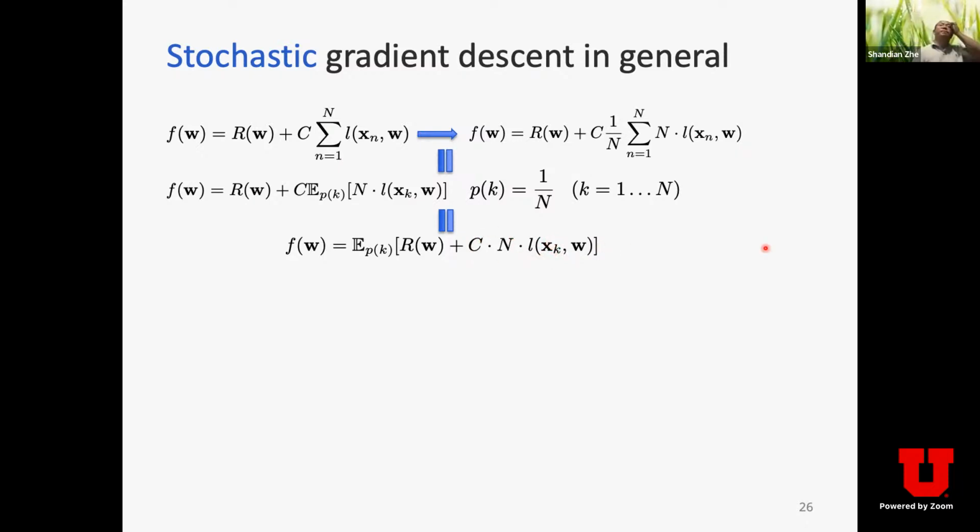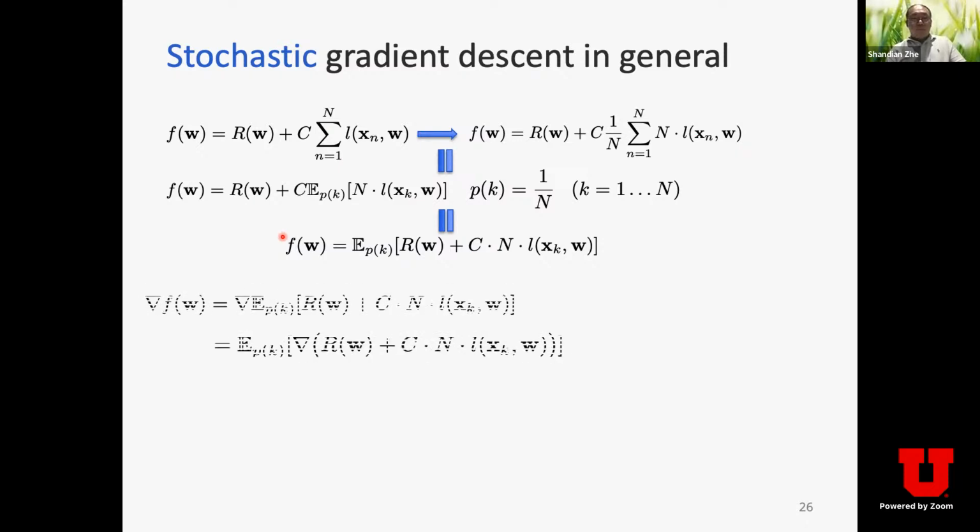So what's the benefit of this? If we want to compute the exact gradient, that means you take the gradient of f, which means taking the gradient over the expectation. In many cases, we can exchange the expectation and the gradient. So that means we can move the gradient inside the expectation. I can first randomly pick a k, compute the loss on example xk, duplicate it n times, multiply by C, add the regularization term, and then take the gradient.